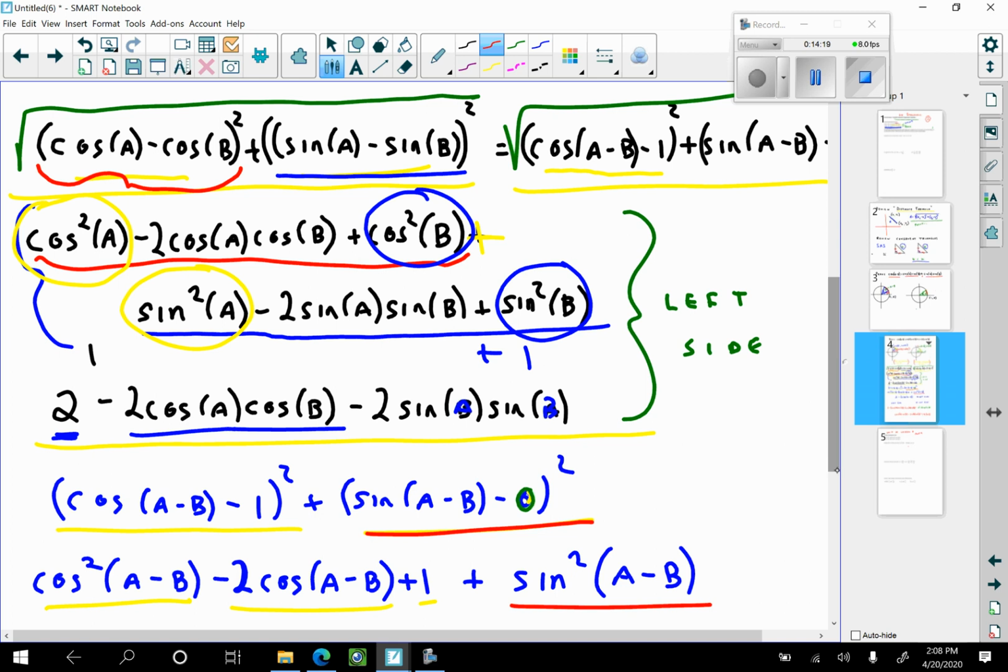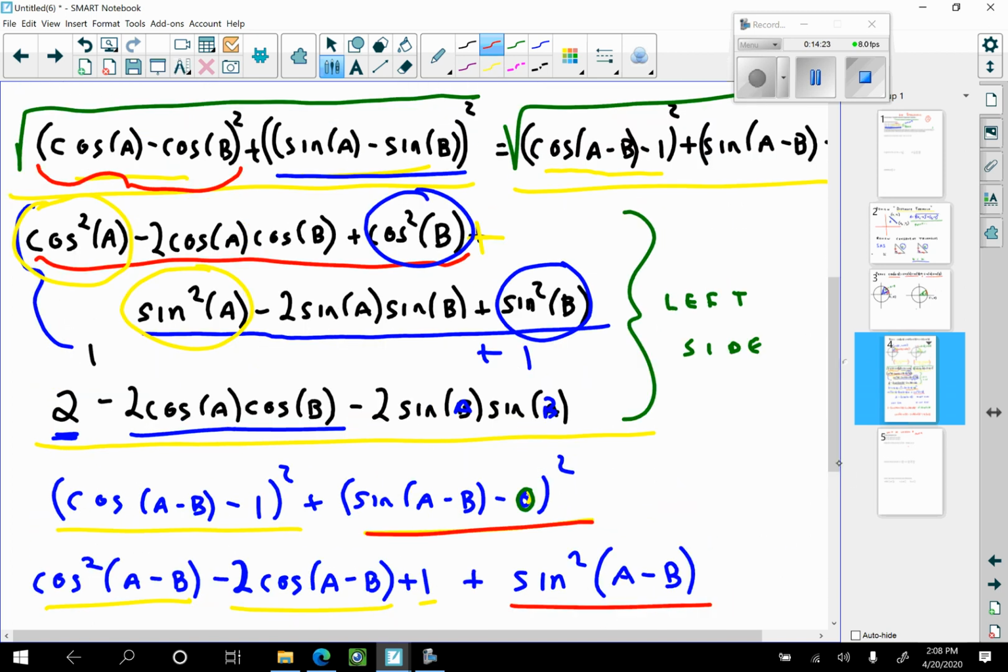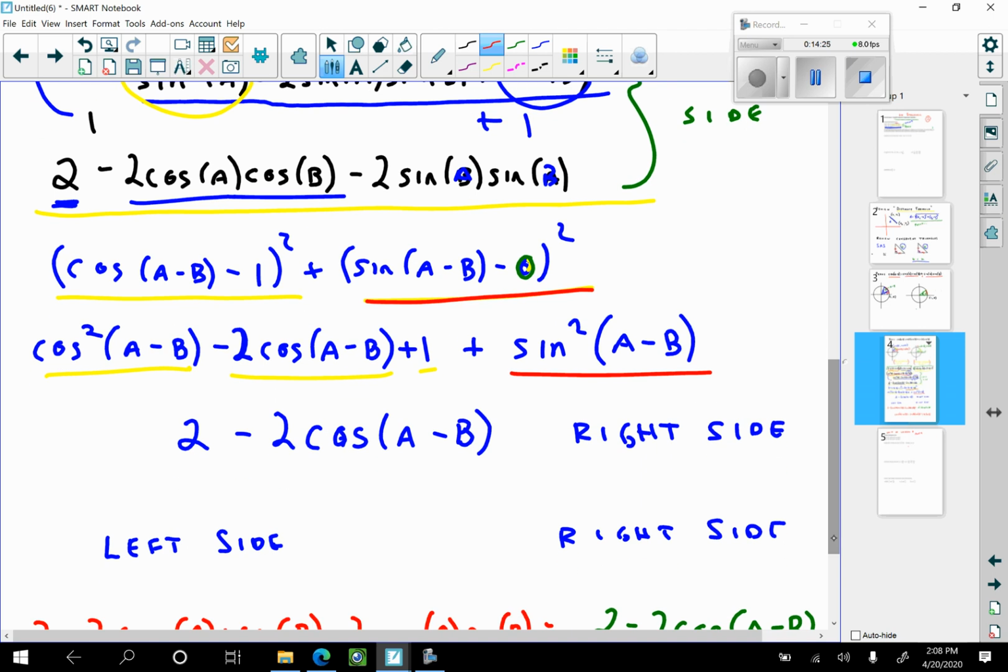And you should immediately, off the page, say, oh yeah. You're going to have to pause the video. Hey, look, I have this cosine squared a minus b, sine squared a minus b. What does that equal? That equals 1. Hello, neighbor. That's a 1. Put it right there. And I have another 1 here. So 1 plus 1 is 2 minus 2 cosine a minus b. And that's the right side.